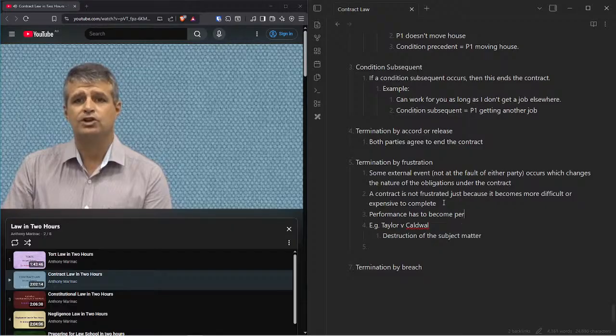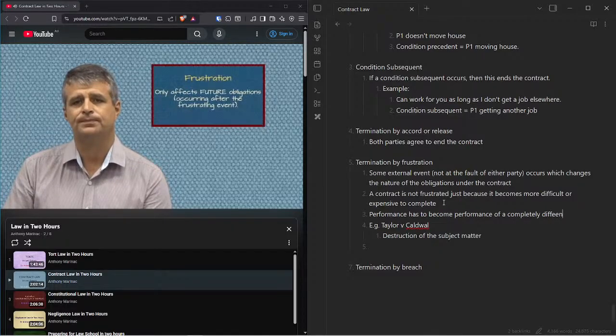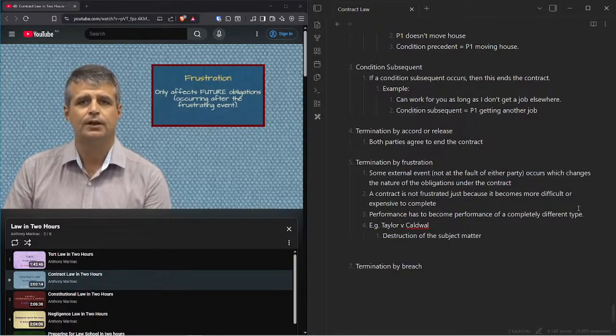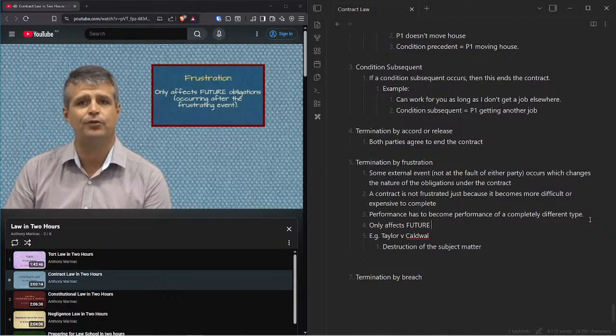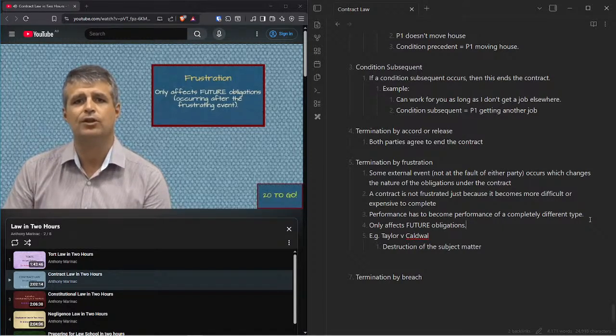Second, frustration only affects future obligations under the contract. Any obligations which fell due before the frustrating event are still enforceable. So if we think about Morgan and Manser, if the contract had been for 10 performances and he received his call up to join the army after the third performance, well, both parties' obligations in relation to those first three would be enforceable.